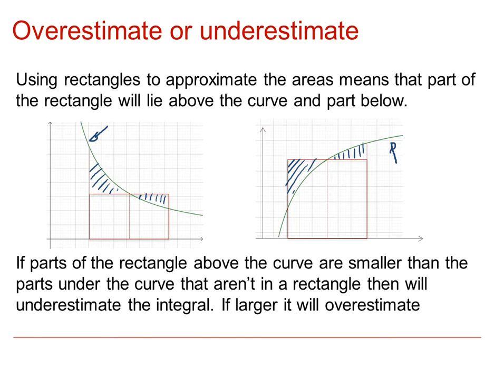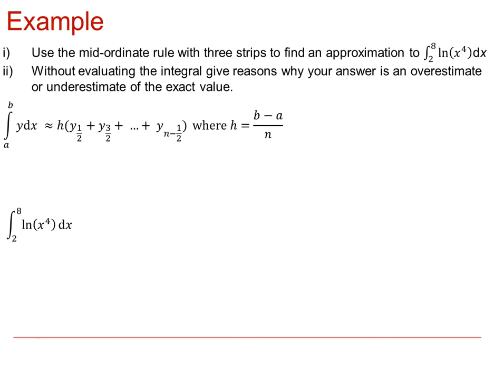So now I'm going to consider one further example just to illustrate this idea a little bit further. Here we're asked to use the mid-ordinate rule with 3 strips to find an approximation to the integral from 2 to 8 of log x to the power 4 dx. And then once we've done that, to decide whether this would be an overestimate or an underestimate of the exact value.